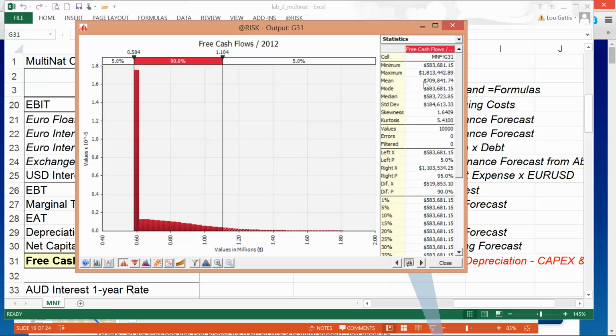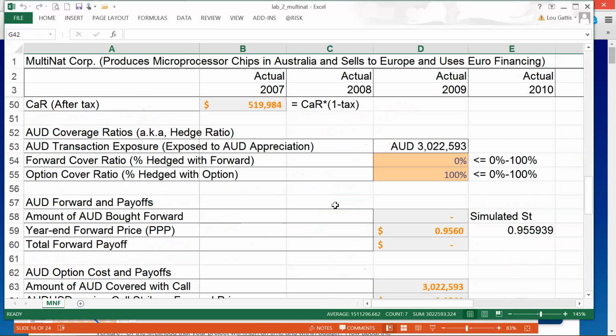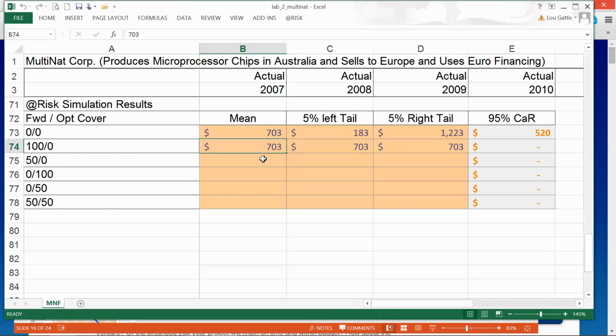The mean is 710. So 584, 710, and then the 5% highest is 1104. So 584, 1104. And I believe that was 709. So there's a small difference in the mean.